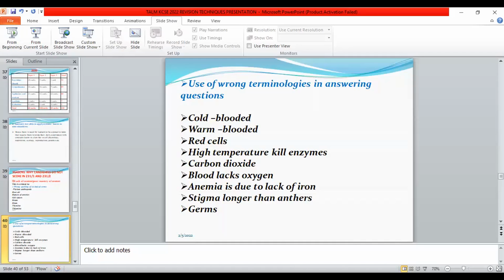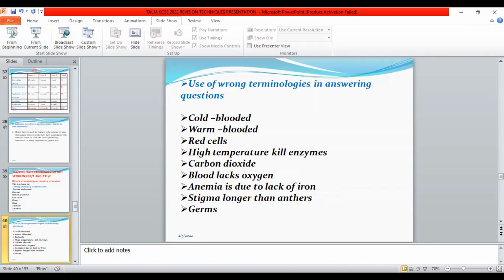We have told our students that you don't kill enzymes, but still they will continue talking about temperature killing enzymes. Then carbon dioxide instead of carbon dioxide. Students will talk about blood lacking oxygen, and yet you know it is not possible to remove all the oxygen from the blood. Therefore, we talk about blood with less oxygen.